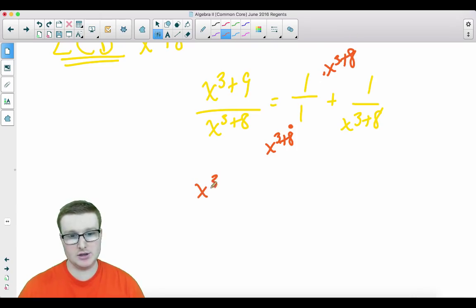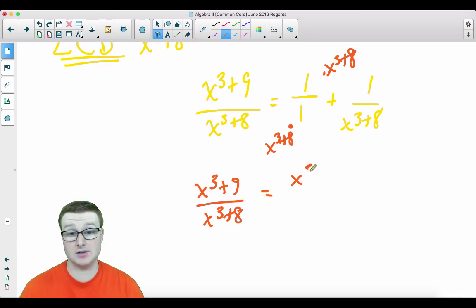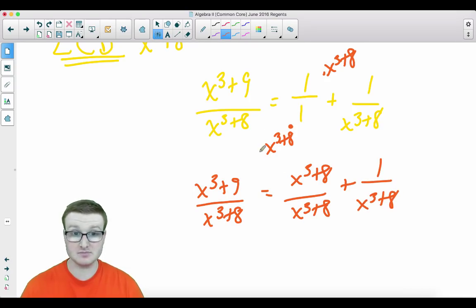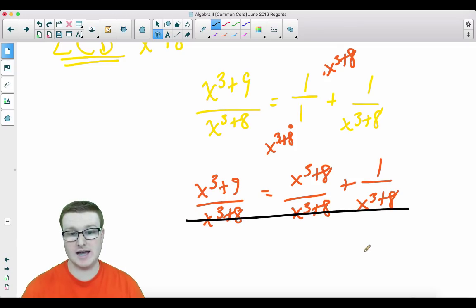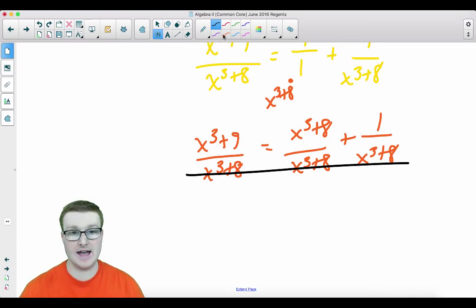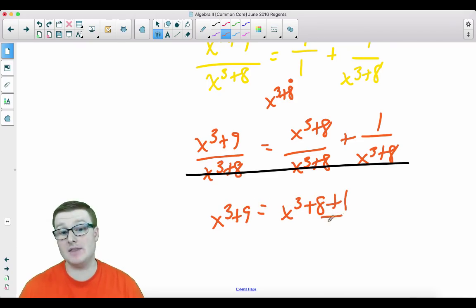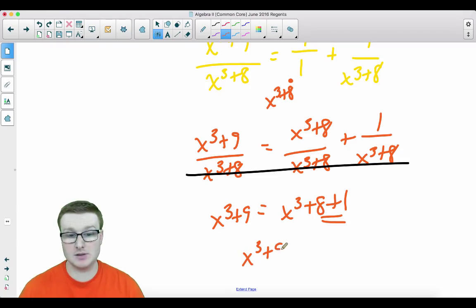So, we get x to the 3rd plus 9 over x to the 3rd plus 8 is equal to x to the 3rd plus 8 divided by x to the 3rd plus 8 plus 1 over x to the 3rd plus 8. Now remember, when you get this stuff down here, cancel those out. And now we just have x to the 3rd plus 9. Does that equal x to the 3rd plus 8 plus 1? Well, we could combine that 8 plus 1. X to the 3rd plus 9 does equal x to the 3rd plus 9.